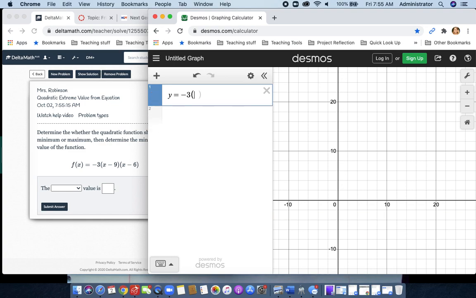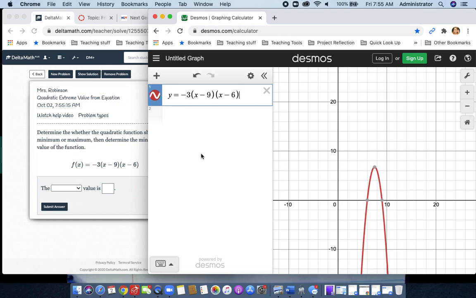And I'm going to type in -3 times the quantity x minus 9 times the quantity x minus 6. So if it's in vertex form and it's easily identifiable, awesome. That's the whole point of having a purpose for each different form. But if you're asked information but you can't see it from the equation, then we're going to need the graph.